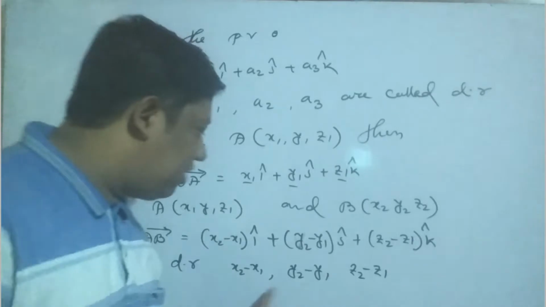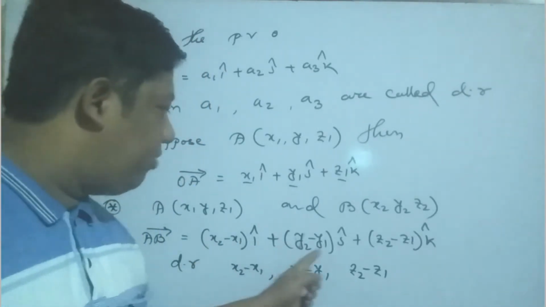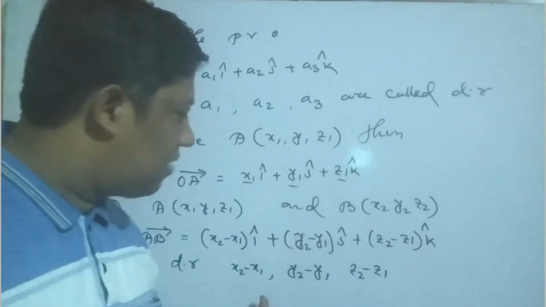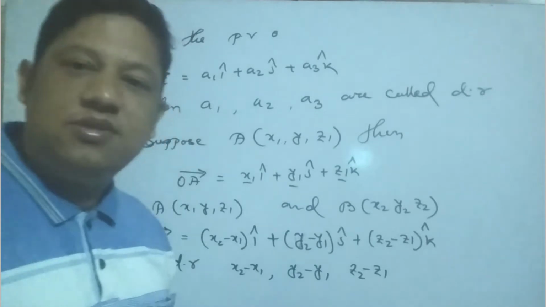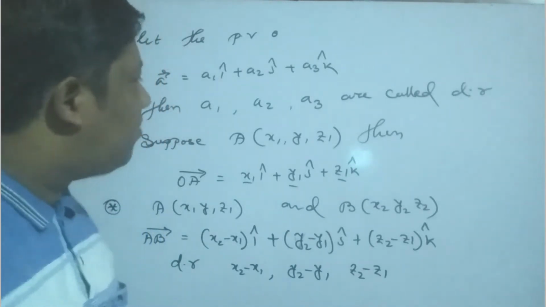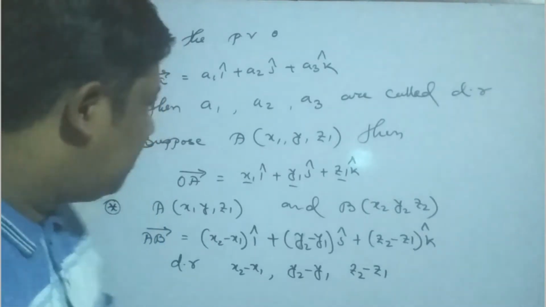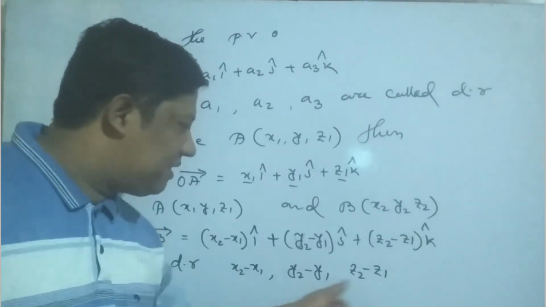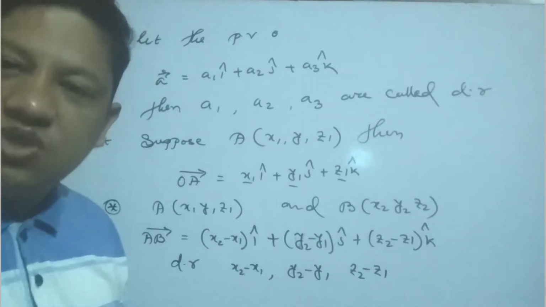So my students, I think you understand what the direction ratio is. x2 minus x1, y2 minus y1 and z2 minus z1 are called the direction ratio. So these are the direction ratio. If you want to convert this into direction cosine, then you have to divide this by the magnitude of the vector, then you get the direction cosine.